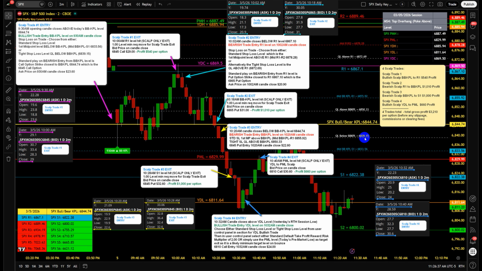However, that's up to every individual trader. As you'll see in today's trades, the standard stop loss was never hit on any trade. The tight stop loss was hit on the initial trade. So that's just something to keep in mind: if you want to use the tight stop loss, that's up to your trader's preference. However, it will get stopped out. Sometimes the standard stop loss also gets stopped out.